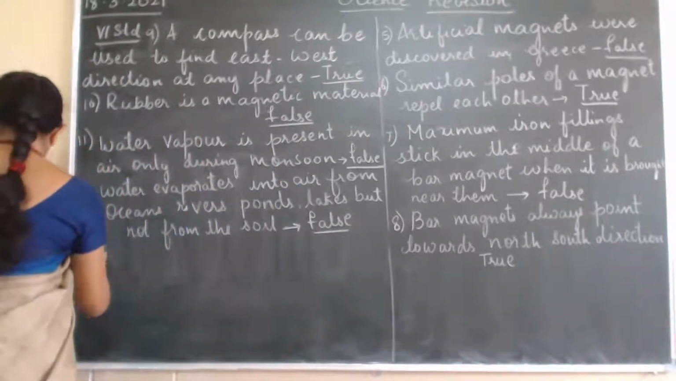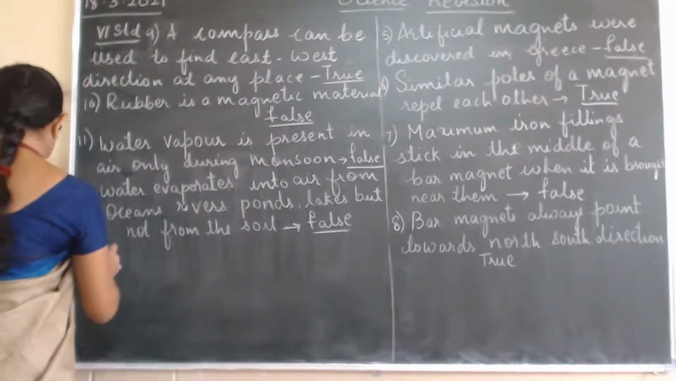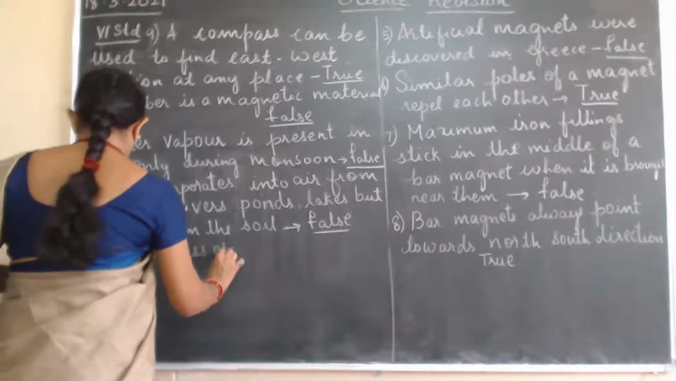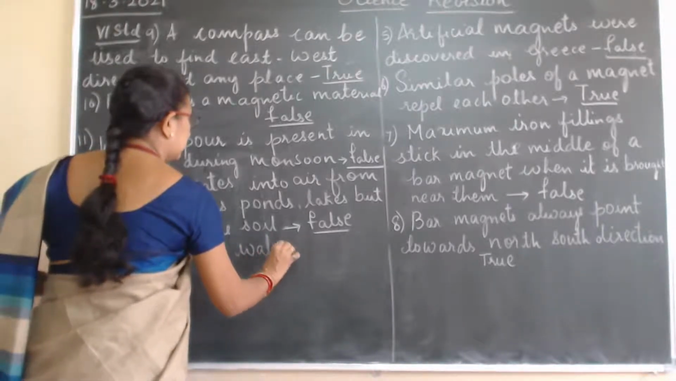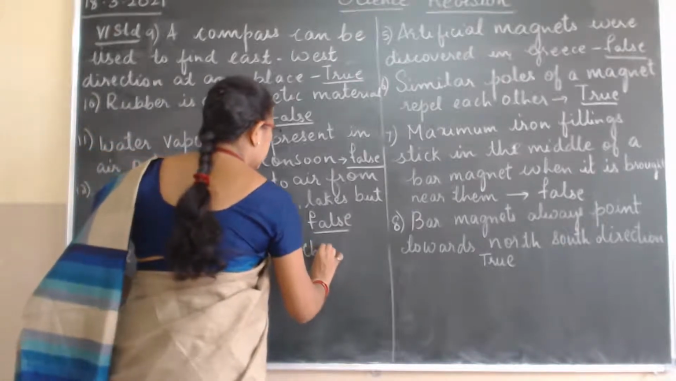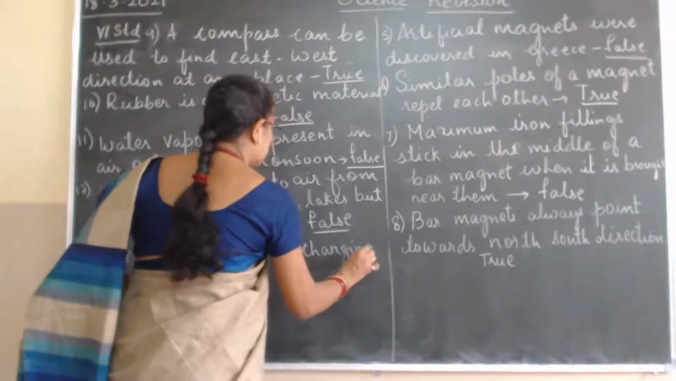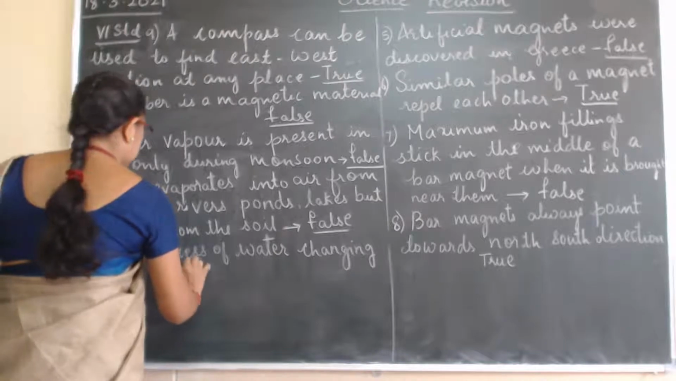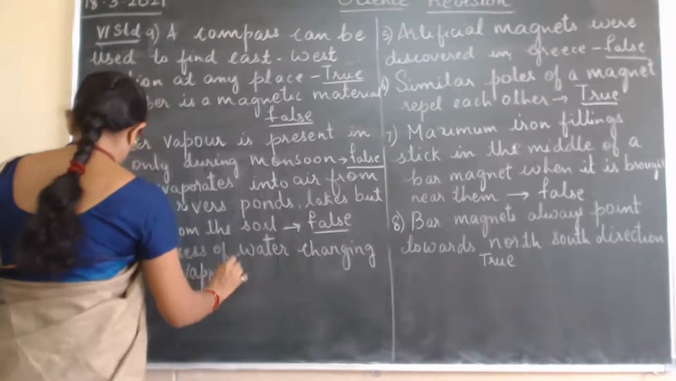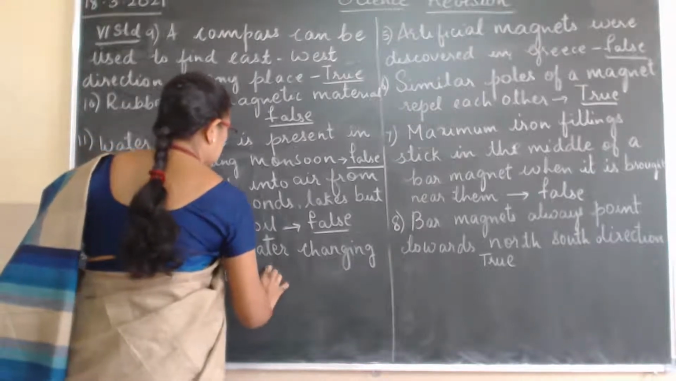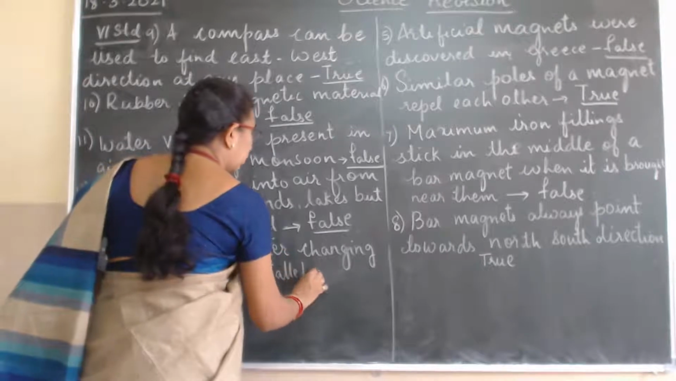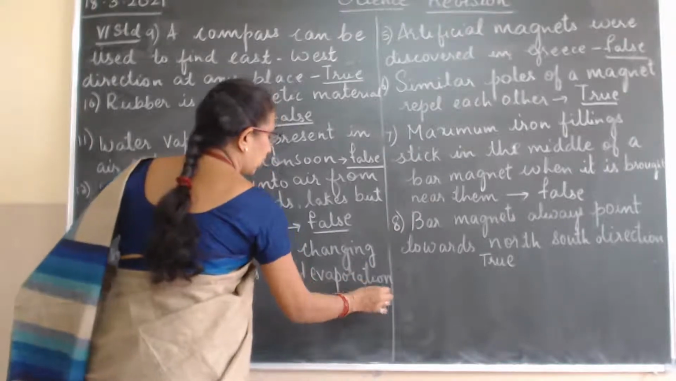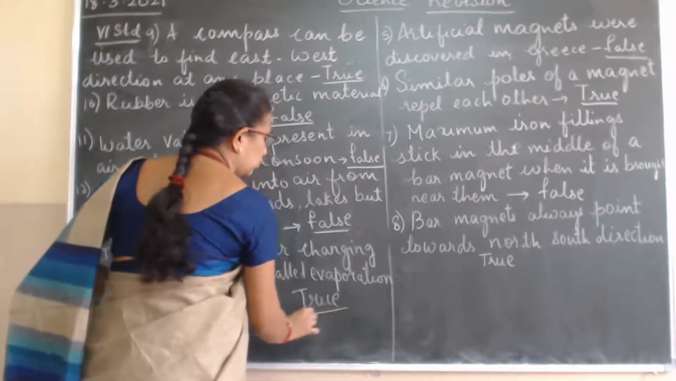The next one, the process of water changing into its vapor is called evaporation. Now after repeating this, you should understand whether it is true or false. So when water is changing into its vapor, then what is it called? Evaporation. So the sentence is true.